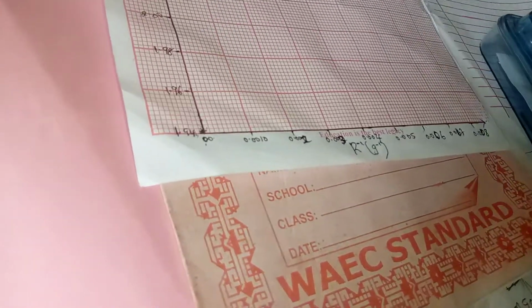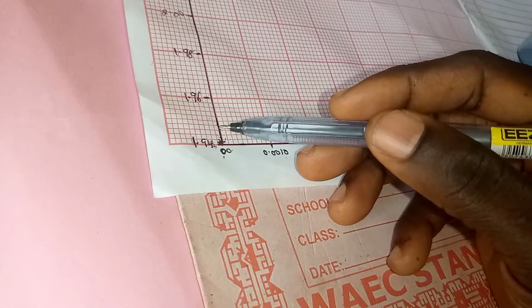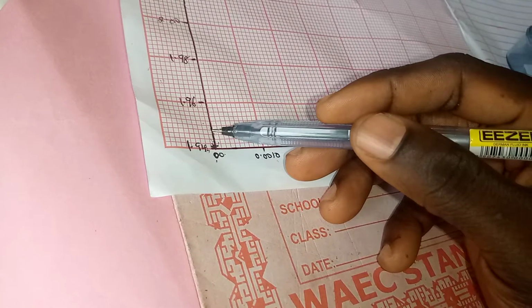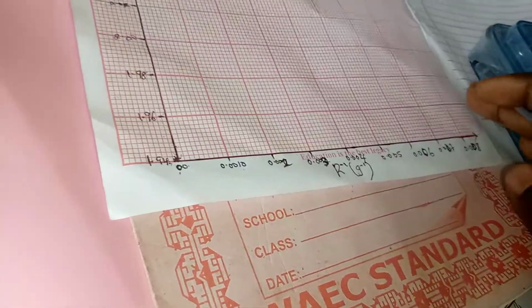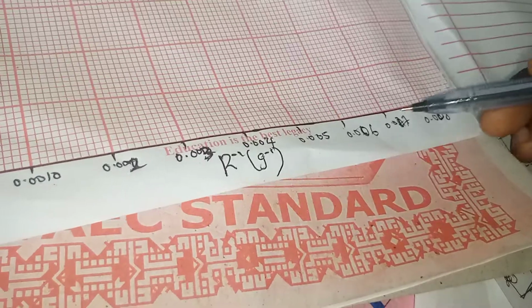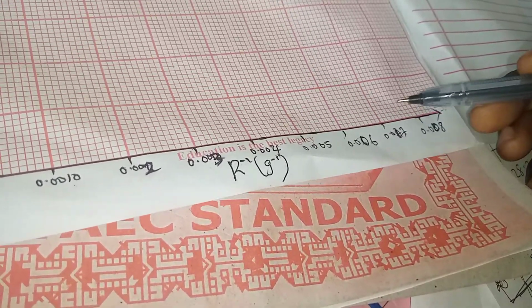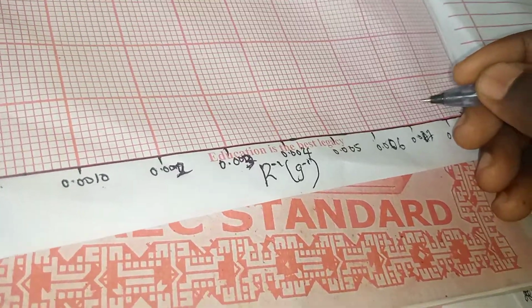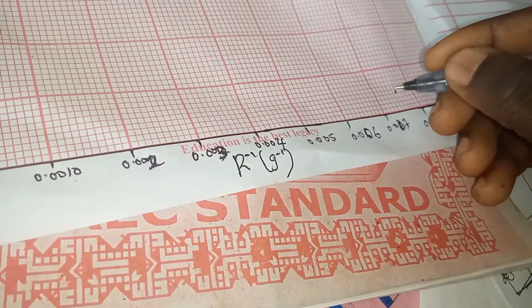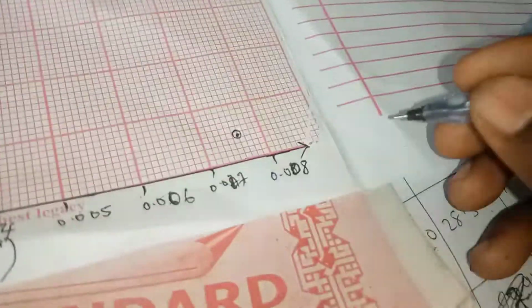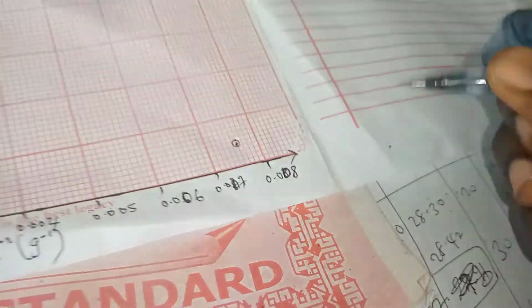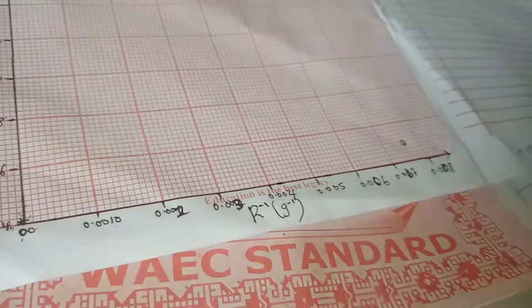So let me just trace this. So I have 1, 2, 3, 4, in between 4 and 5. So let me go back to this. So I have 1 2 3 4 5 6. So I have to count this upward. 1, 2, 3, 4, in between 4 and 5. So I put this and I draw my circle. So we trace out there. Now take note, I said that the gap between these two lines on this is 0.002.